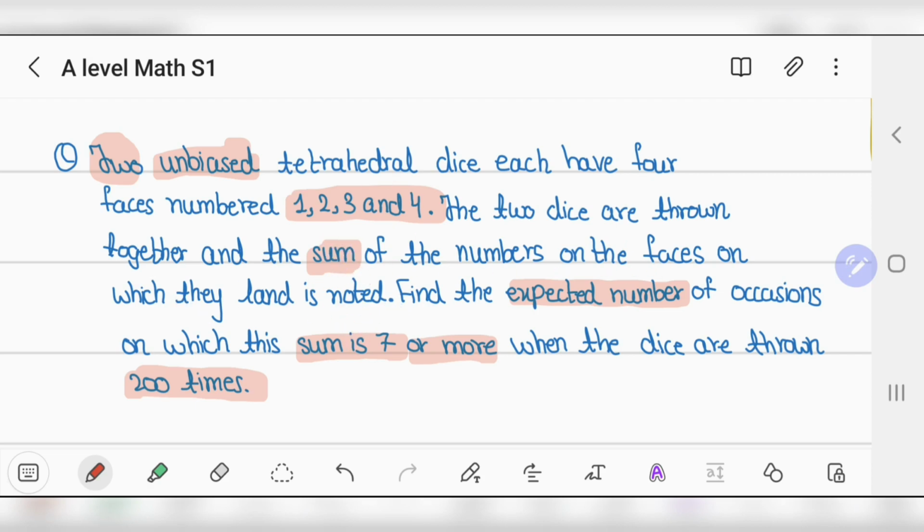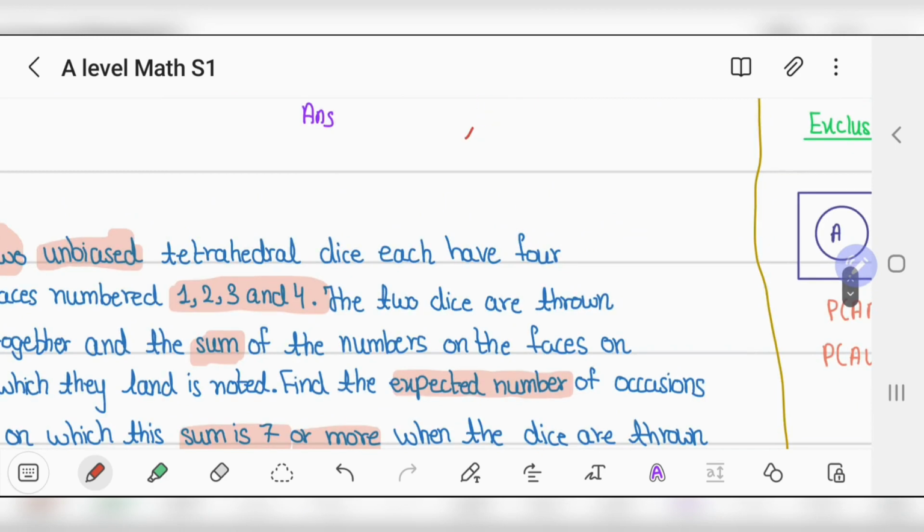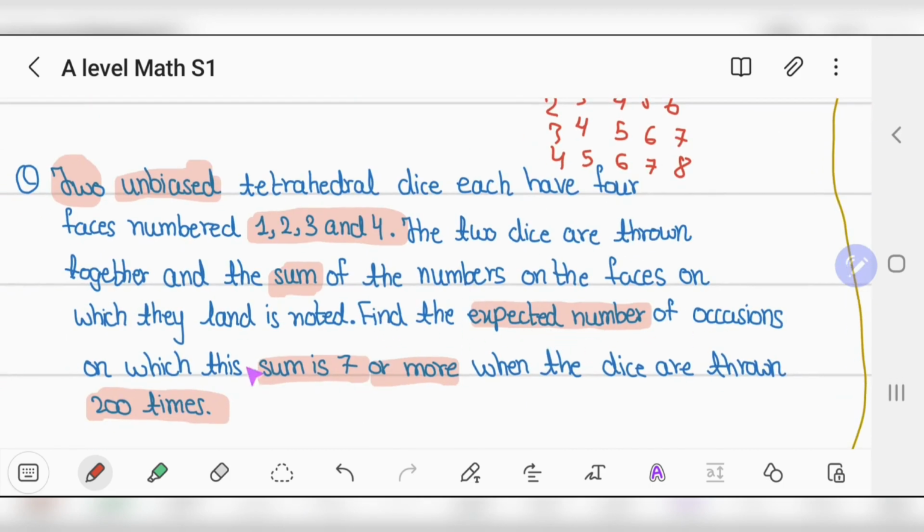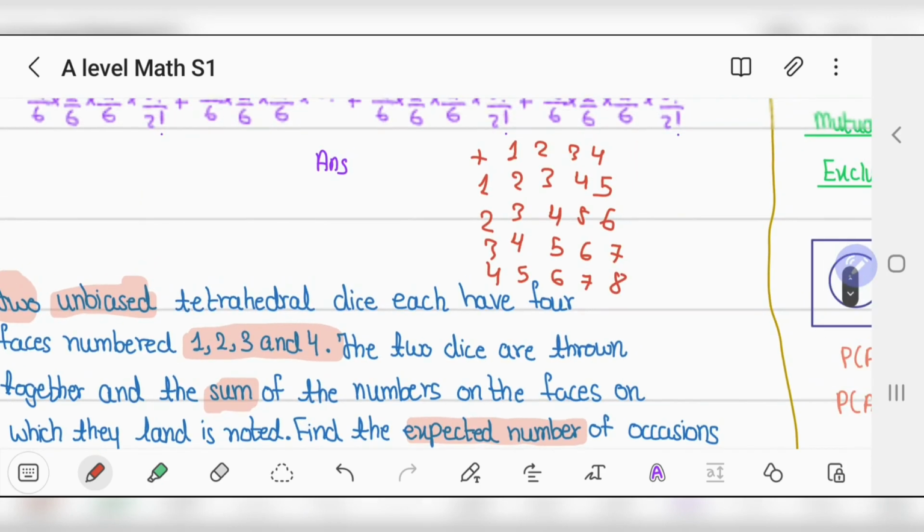Okay, so here's what you're going to do. You're going to make something like this, and then once you get the 2 dice at the same time, you're going to add up the numbers which they land on. So it's going to be 2, then 1 2 is 3, 4, 5, this is 3, this is 4, 5, 6, this is 4, this is 5, 6, 7, and 8. And it says to find the expected number of occasions in which this sum is 7 or more, right? So 7 or more: 1, 2 and 3. So 3 upon 16 is the probability.